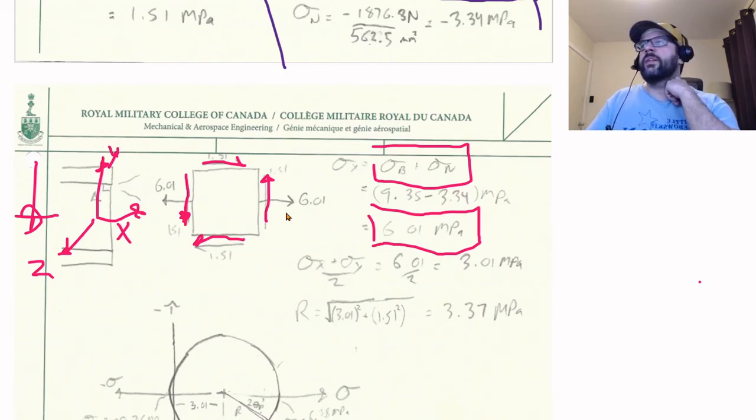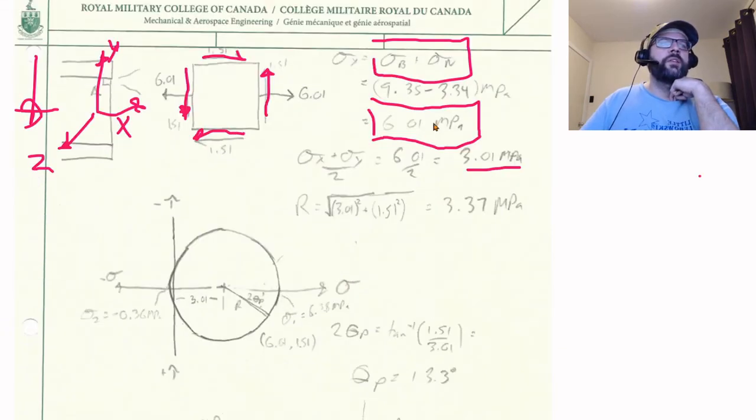And then there's nothing acting here in the y direction. So start off, figure out where our center is. So sigma x plus sigma y over 2. So 6.01 plus 0 divided by 2, 3.01 megapascals. Our radius there, again, is 3.01, which is the difference between the center here and this point here. I guess it's 3.0. Anyways, whatever.